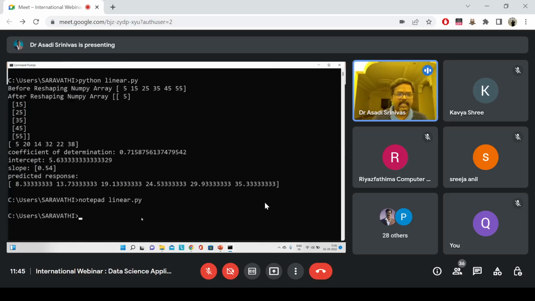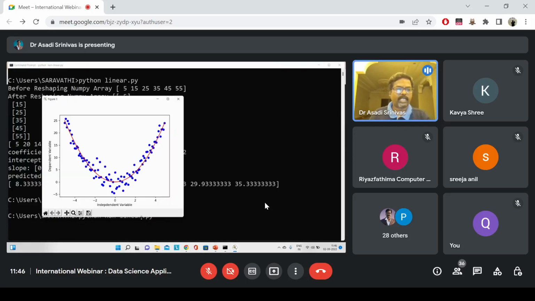Now see the next algorithm, non-linear regression. Python non-linear.py. So one more algorithm I have generated.